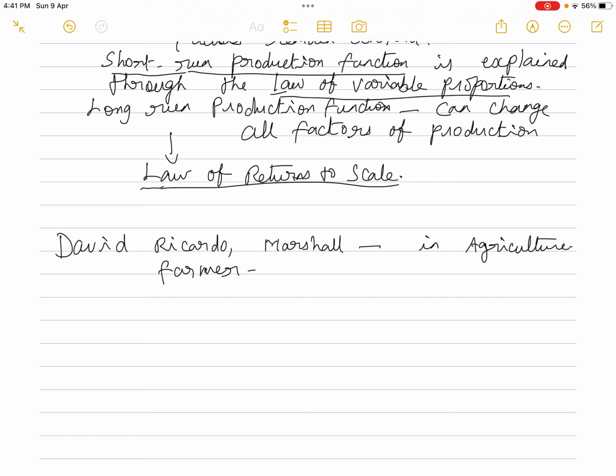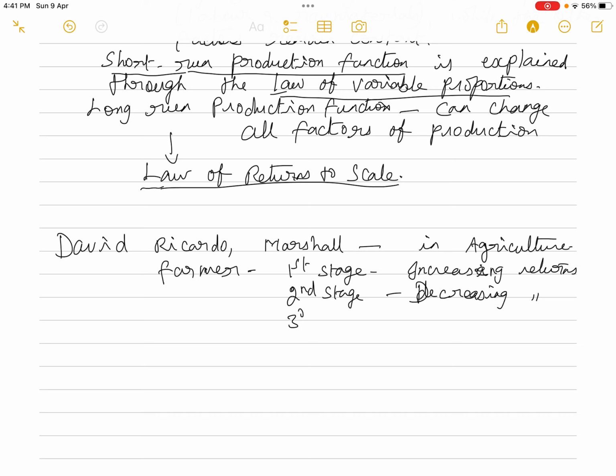So under those conditions, if the farmer wants to increase the cultivation by increasing only labor and raw materials, then in the first stage the farmer will come across increasing returns. That means the labor or the raw materials will give him more output. The land will yield more output. So in the first stage, the farmer will get increasing returns. And then if he still keeps on increasing the labor force, in the second stage he will come across decreasing returns.